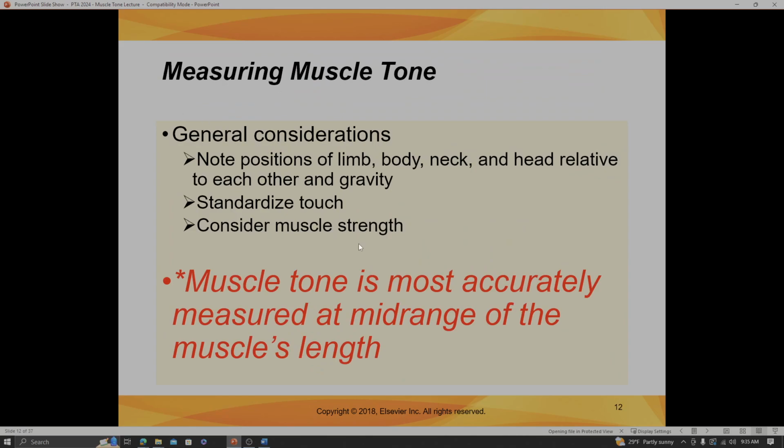Measuring muscle tone, again, is not always the easiest thing to do, but you have to, because again, it changes with things like position of the head and lines of gravity. We need standardization of touch, and we have to think about the muscular strength. So there are variables that make muscular tone difficult to read, measure, and interpret, but we do the best we can, and we're trying to put the muscle in an optimal position to get the best, most reliable result we can.